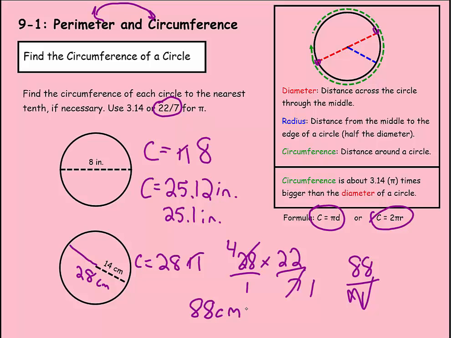So just to give you that recap here, since I gave you the radius, I doubled it to give me the diameter. Then I multiplied it times pi. Using 22 over 7 times pi, I could simplify that to 4 over 1 times 22 over 1, which gave me 88 centimeters for my circumference.